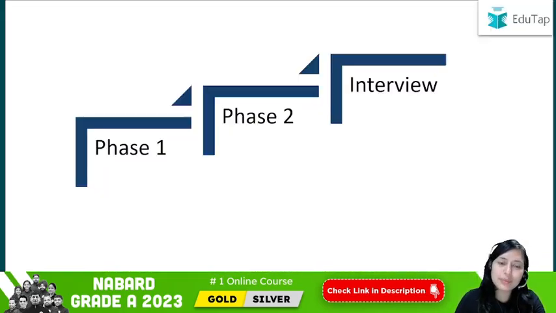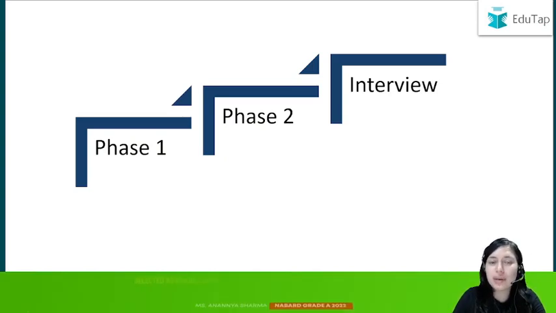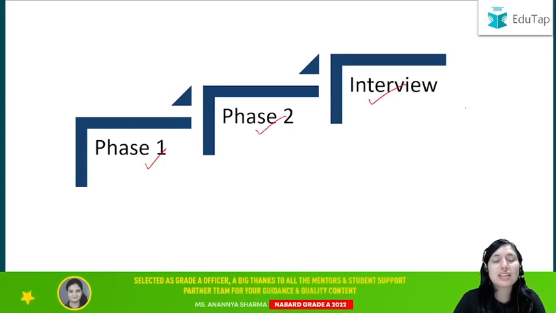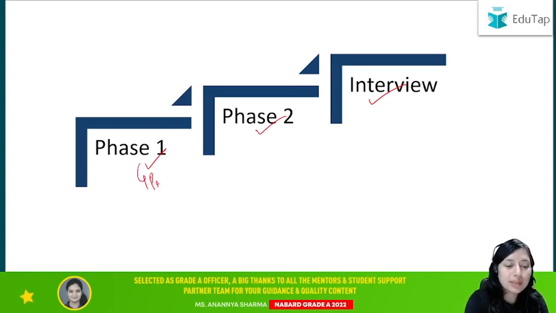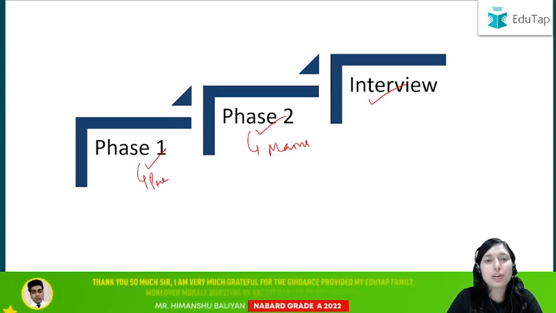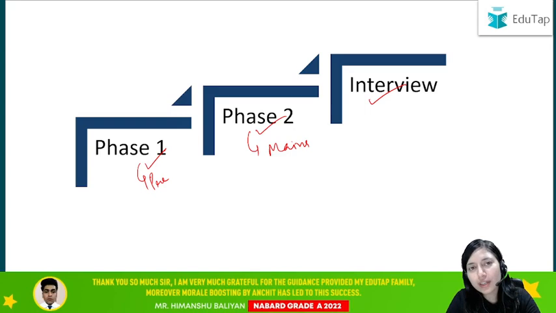First of all, let me tell you that the NABARD Grade exam is being conducted in 3 phases. There is phase 1, phase 2 and phase 3, that is generally called the interview. Phase 1 is your preliminary exam, then phase 2 is your mains, and then the interview, that is phase 3. Once you have qualified phase 1, you will be called for the mains, and after qualifying your mains, you will be called for the interview.